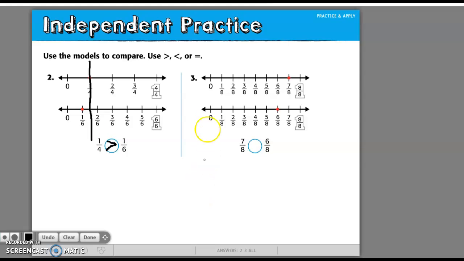On the next one, we have eighths. Both of these are the same as far as the denominators, so the size of the pieces would be equal. But on this one, we have 7 of the 8 pieces, and on this one, we have 6/8. So 7/8, oops, my line's not very straight there, is closer to the 1 whole, which makes 7/8 greater than 6/8.